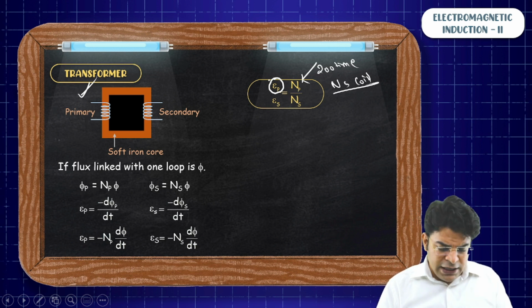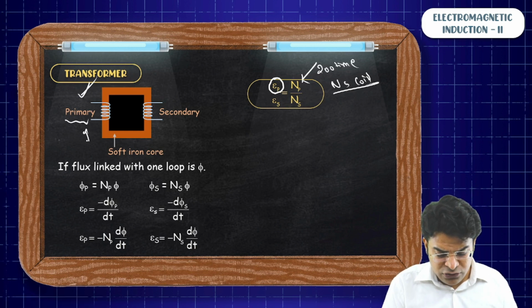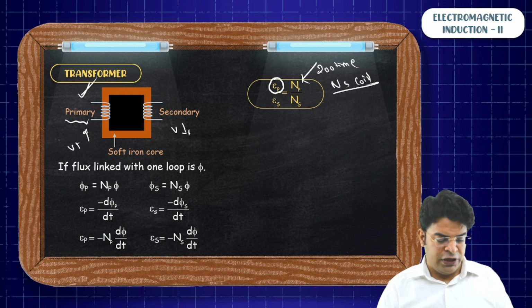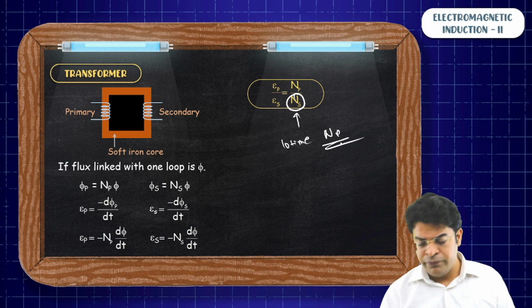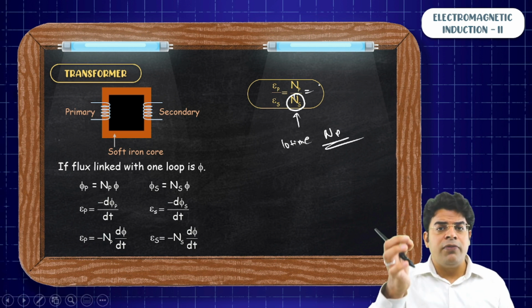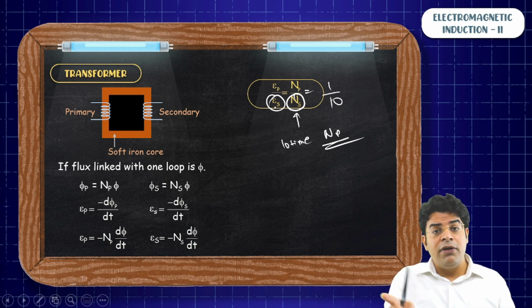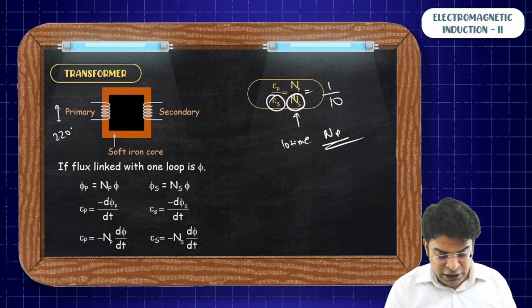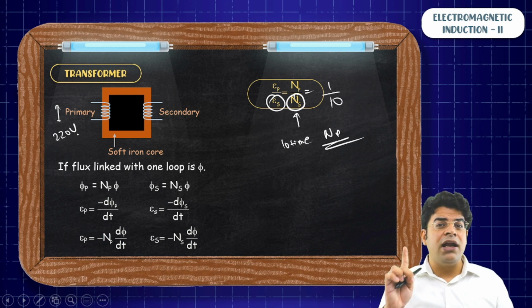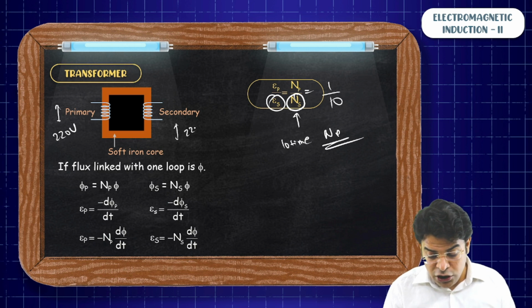So if the EMF induced in the primary coil comes out to be higher, it means that the input has got higher potential and the output has got lower potential. If the number of turns in the secondary coil, let's say, is 10 times the number of turns in the primary, then this quantity, the number of turns in primary upon the number of turns in secondary, will be 1 by 10. It means that the EMF induced in the secondary will be 10 times that of the primary. So if in the primary the input voltage is 220, and the secondary has got 10 times the number of turns, the EMF in the secondary will be 10 times. So you will get 2200 volts.